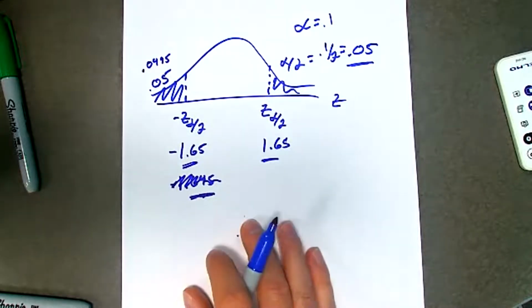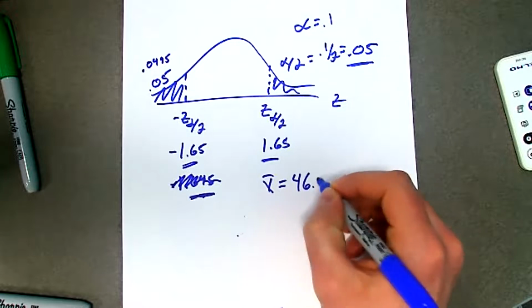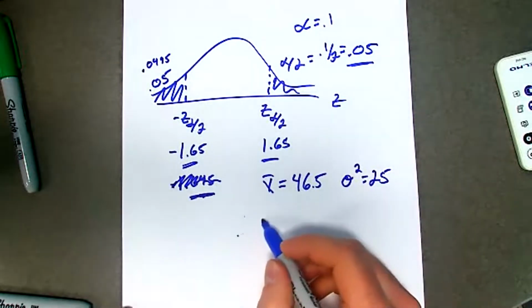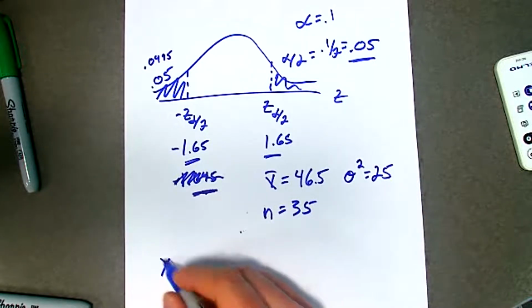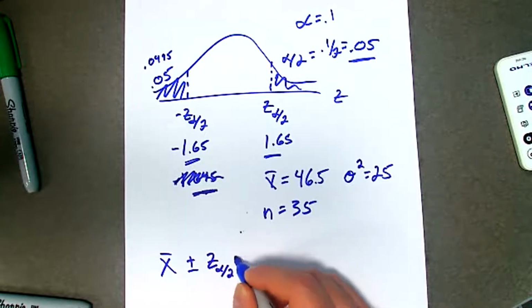And from here, it's really just a matter of plugging our values in, right? We had the sample mean we saw was 46.5. The variance on the production process was 25. And our sample size was 35, right? So we go through, and I'm going to show you how we would do it, calculating the intermediate value.